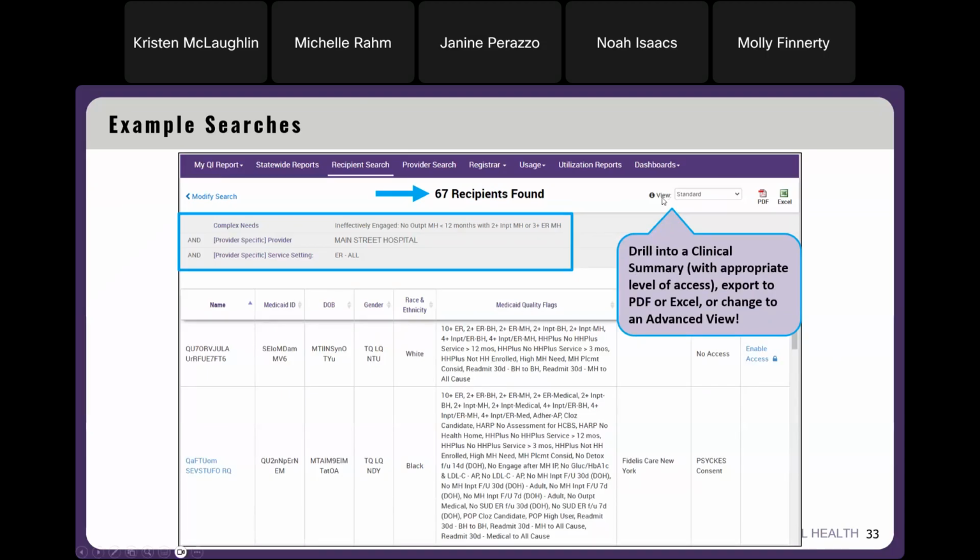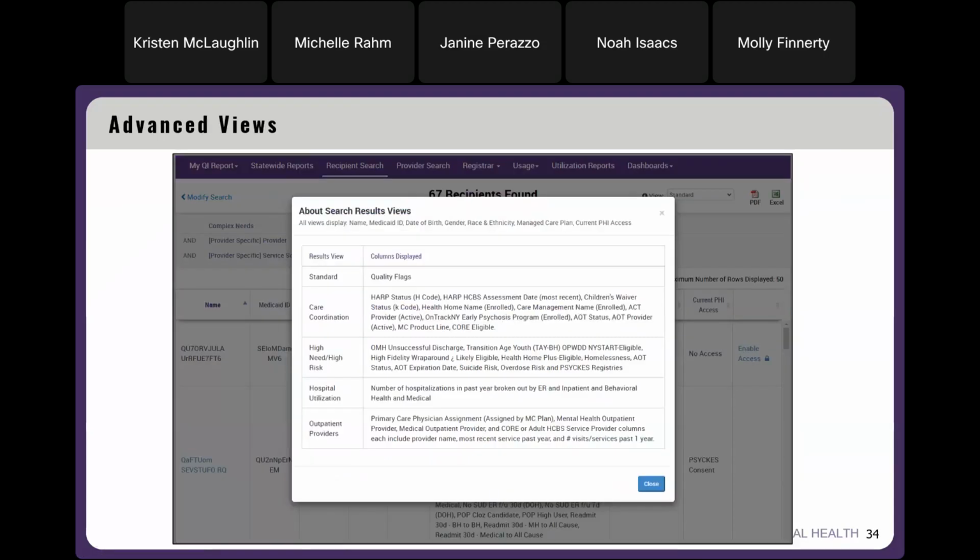So one of the things that you can do is actually input an advanced view. When I hit this I button here, you're going to see that I have a couple different options. So the standard view is basically seeing the name and all of the other client identifying information, and then what other quality flags that they might be eligible for, or I'm sorry, that they actively have.